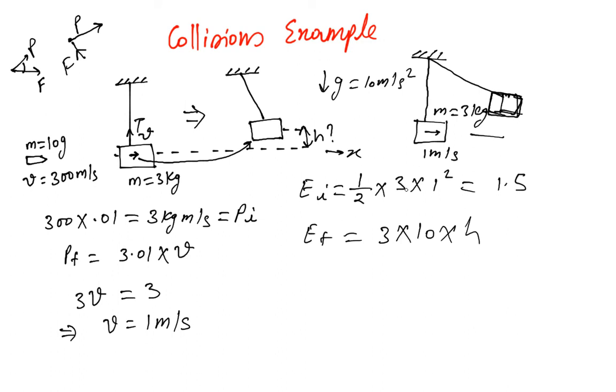Alright, coming back to the energy conservation. So we can write 30h equals 1.5, and h turns out to be 1.5 over 30, which I believe will be 0.05 meters.